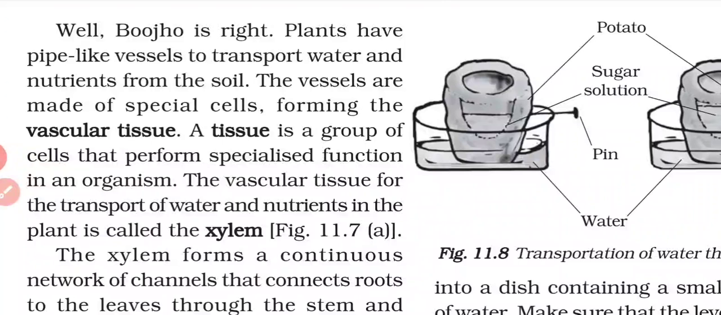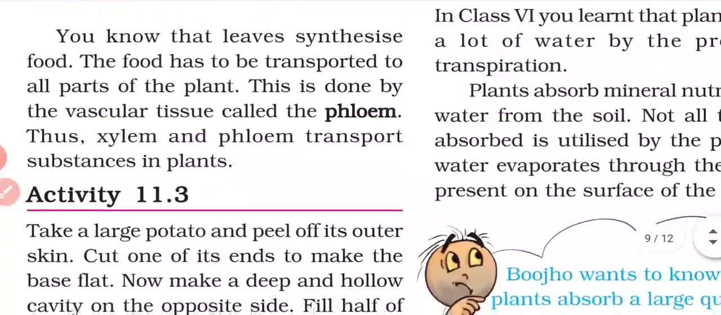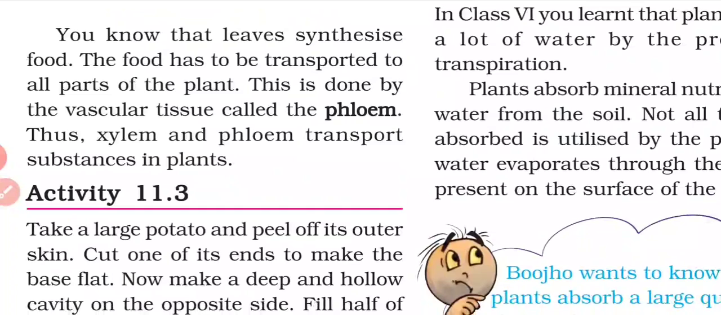So the vascular tissue for the transport of water and nutrients in the plant is called the xylem. Any tissue that is transporting water and nutrients in the plant, this type of vascular tissue is known as the xylem. Similarly, another type of tissue is found in the plant to transport food material from the leaf to the other parts of the plant. These tissues, which transport the food material from one part of the plant to another, we call phloem. Xylem and phloem both work simultaneously together to achieve this activity.